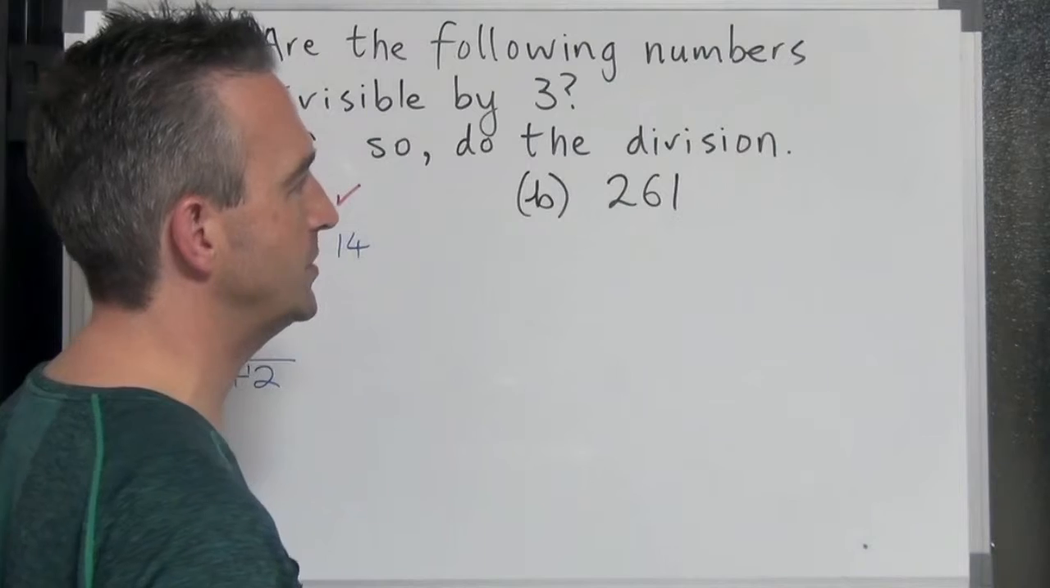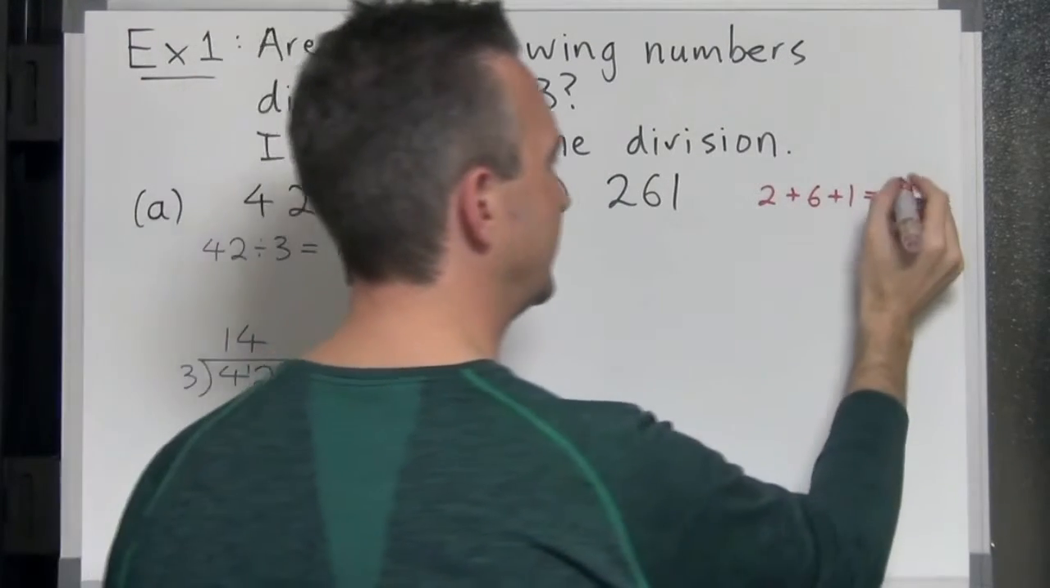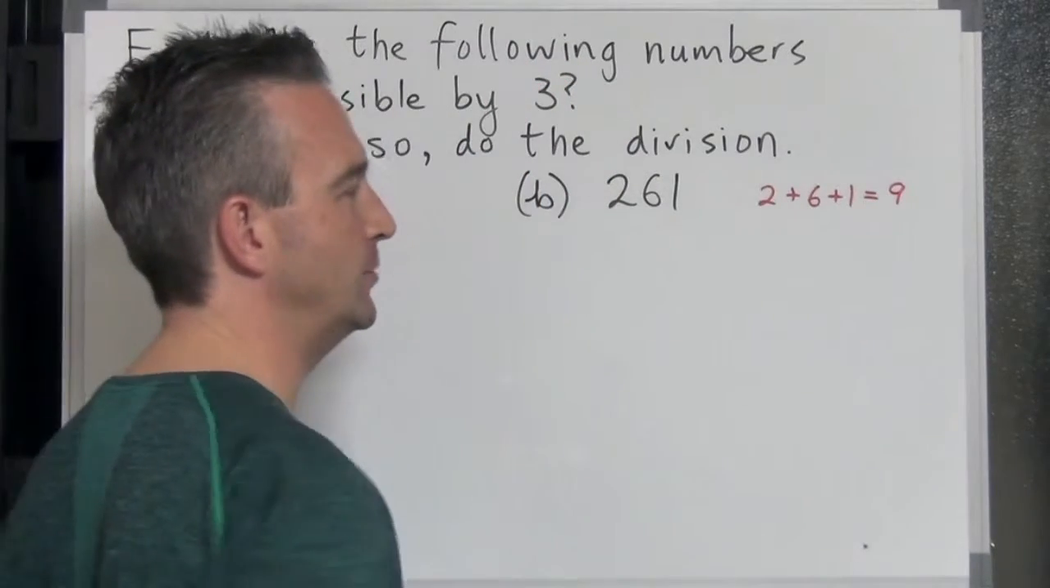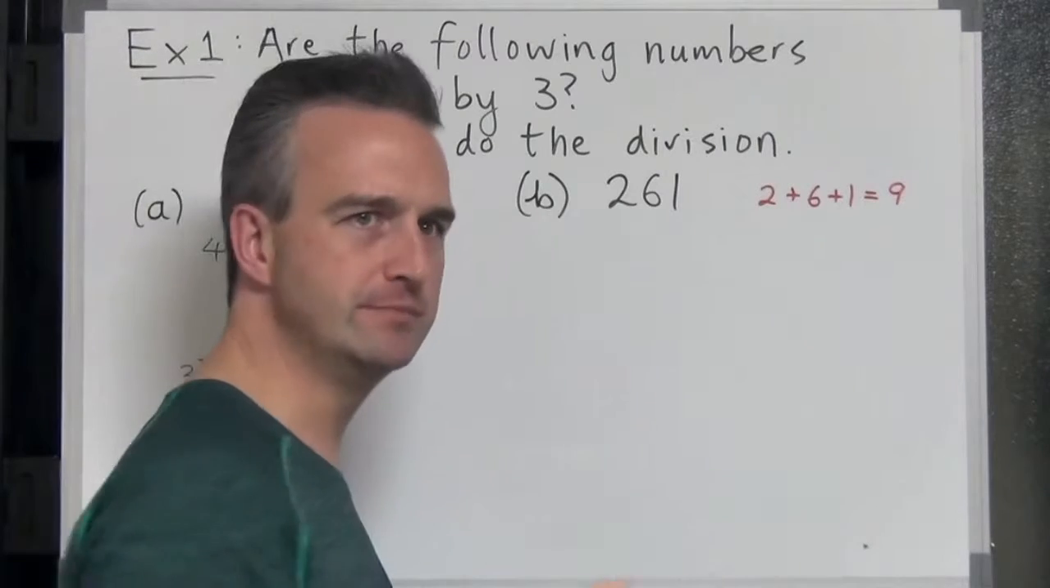Let's try another one, 261. So we add the digits together. 2 plus 6 is 8, 8 plus 1 is 9. By the way, this stuff in red here, you shouldn't really need to write it out, just do it in your head. What's in red? Do it in your head.